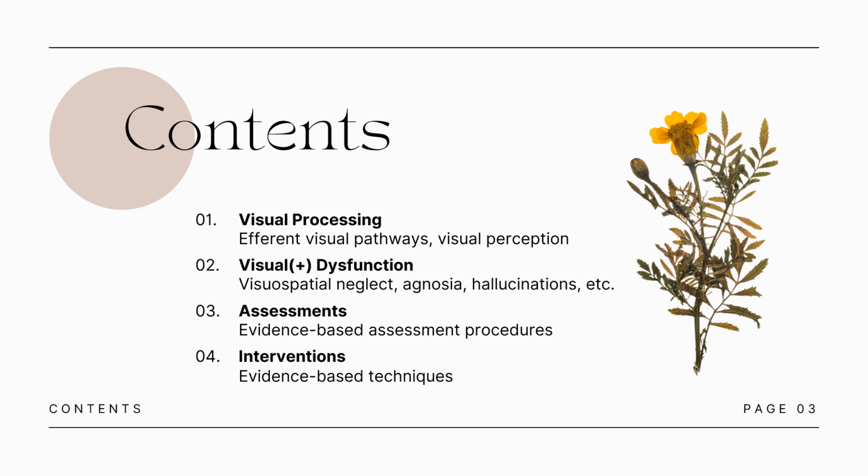We'll talk about efferent visual pathways and contrast them with the afferent visual pathways we discussed in the last video. Then visual perception, we'll go on to talk about visual dysfunction, specifically visuospatial neglect, agnosia, hallucinations, and more. We'll talk about evidence-based assessment procedures to screen for these dysfunctions and evidence-based techniques to treat them.